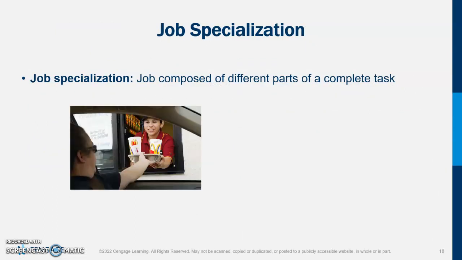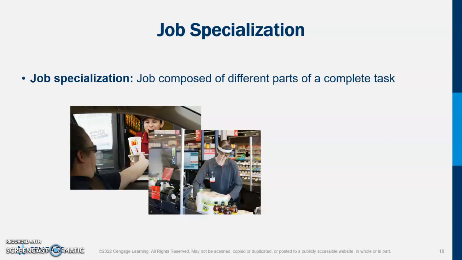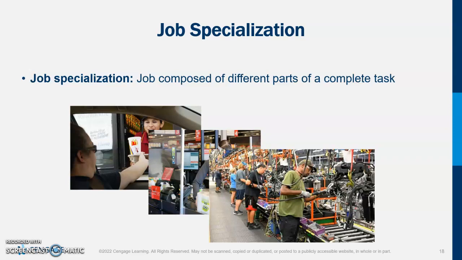We also have job specialization. So we have to decide how specialized a job is going to be. If you've ever gone to a McDonald's, you'll see that there's somebody who takes your order, there's somebody who makes burgers, there's somebody who makes fries, there's somebody who scoops fries, there's somebody who puts your food in a bag, and then there's somebody who fills drinks, and there's somebody at the window who gives you your food. That's job specialization. So you see it at McDonald's, you see it when you go to the grocery store, people have very specific jobs. And you see it on an assembly line.